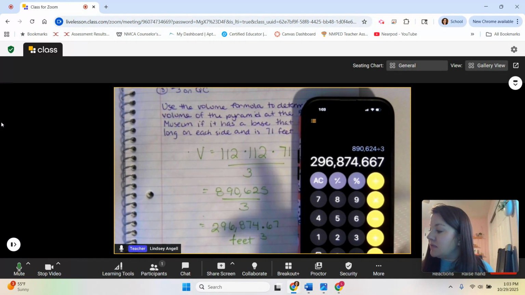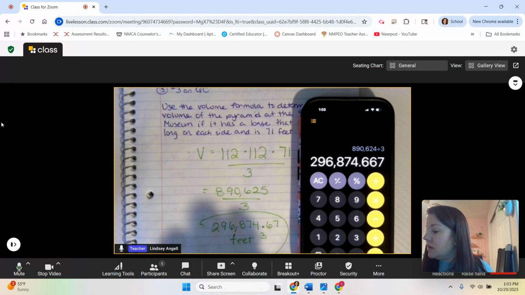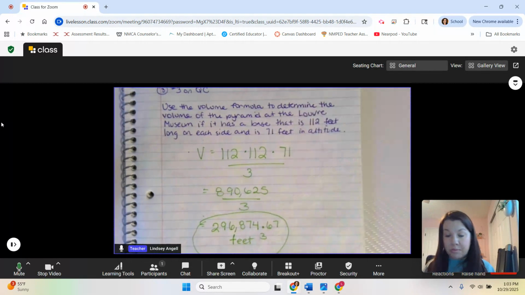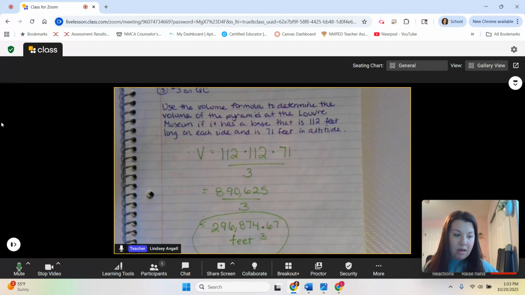Okay, that is the volume of that. If you had a bunch of boxes that were 1 foot by 1 foot on all sides, like cubed boxes that are 1 foot each, you could fit that many of them inside the pyramid. That's what that's saying. So just to give you a visual of what that looks like.